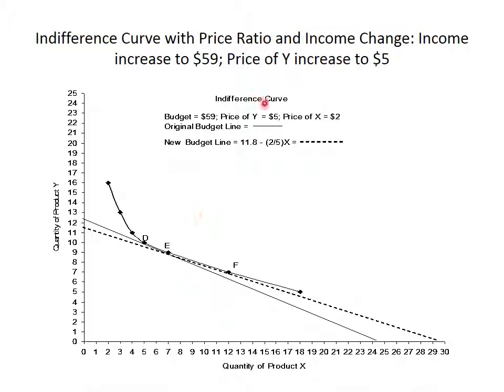We simultaneously increase the price of Y to $5. This means that we can afford a maximum of 11.8 Ys. 11.8 times 5 is $59. We can afford X if we keep X at $2. We can go from affording 25 of them to affording whatever 59 divided by 2 is. I think 59 divided by 2 works out to be 29.5. This is because of a combination of an income increase and a price change in one of the products.